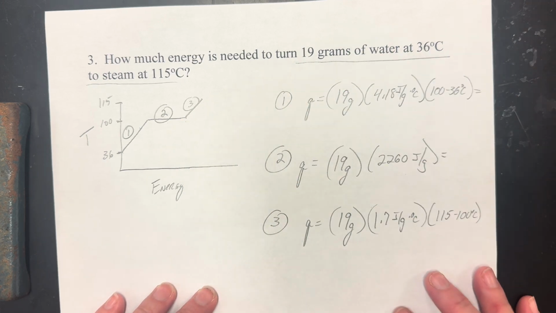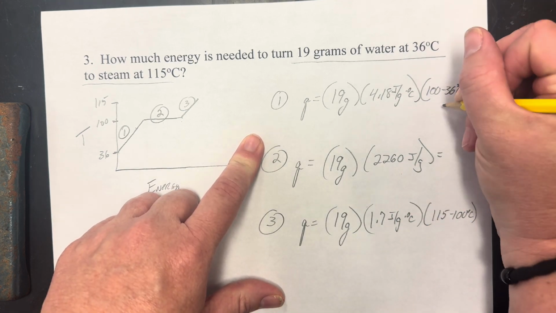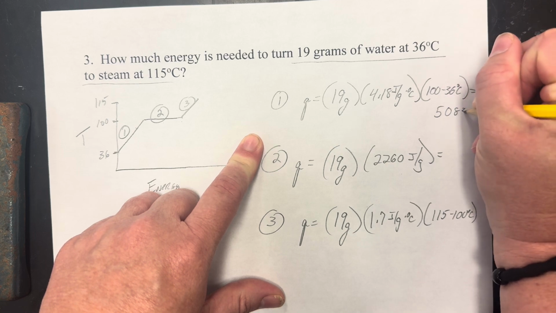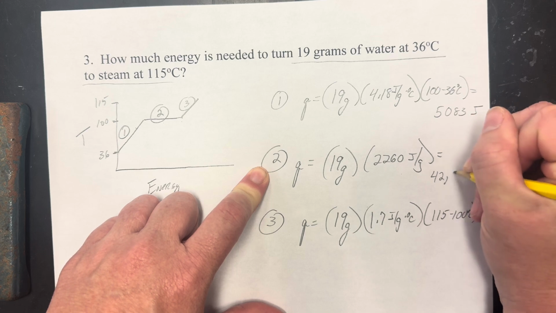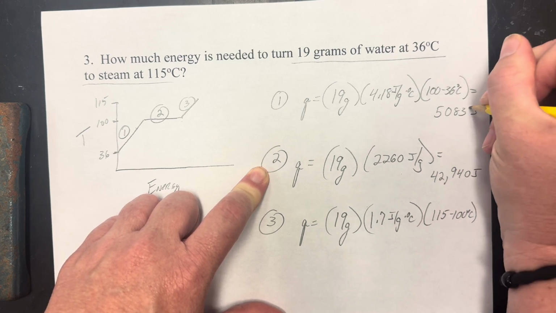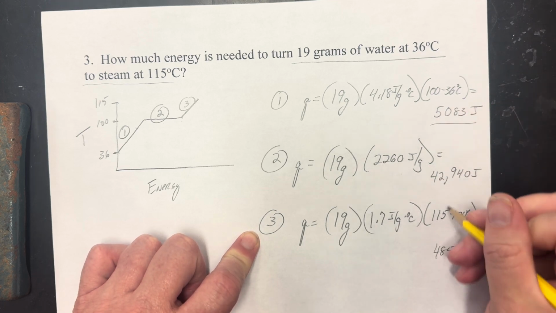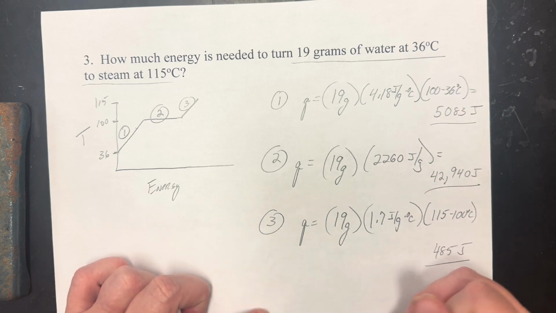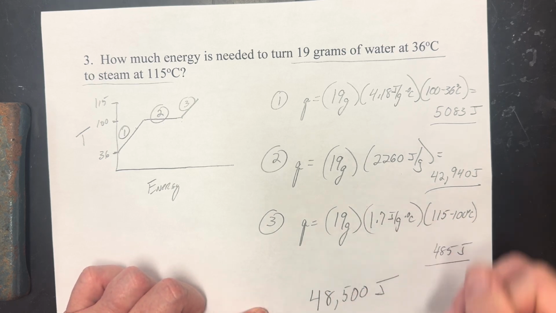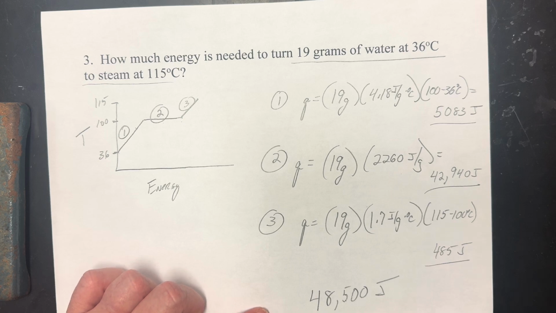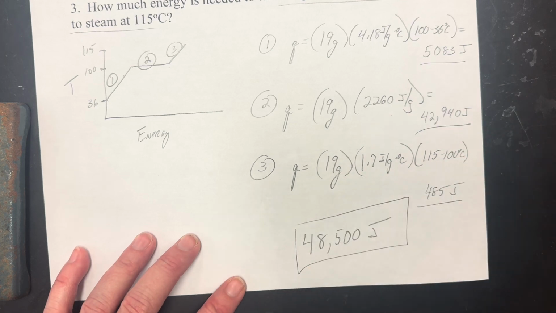Once you have all of this work, it's then time to grab your calculator and do the math for it. Step 1 should have given you 5,083 joules. Step 2 should have given you 42,940 joules. And step 3 gives you 485 joules. So you're going to add those 3 numbers up to give you a final answer of about 48,500 joules. Certainly you could write your answer as 48.5 kilojoules. That would be fine as well.